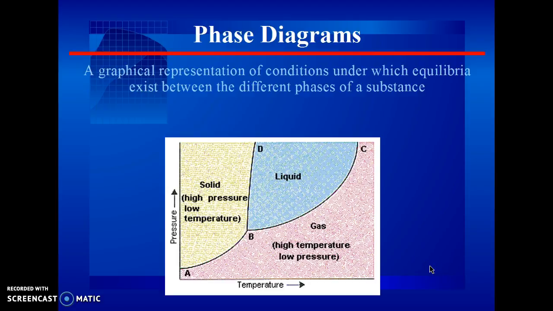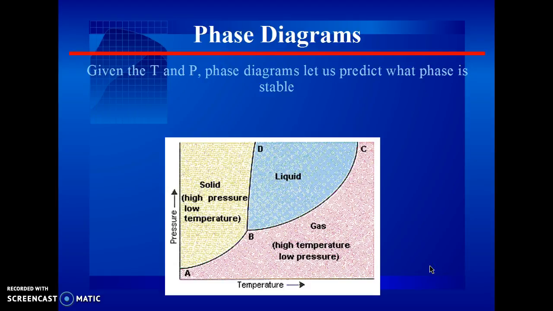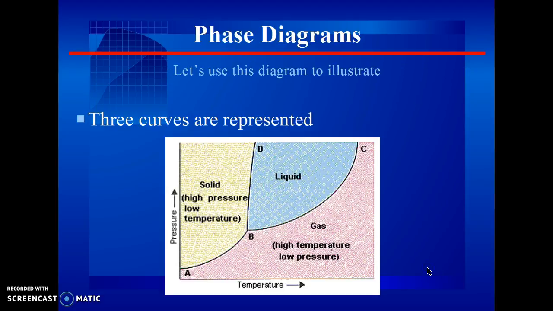A graphical representation of conditions under which equilibria exist between the different phases of a substance. That's a good definition for a phase diagram. So given the temperature and pressure, phase diagrams let us predict what phase is stable or what equilibrium will exist. Let's use this diagram to illustrate.